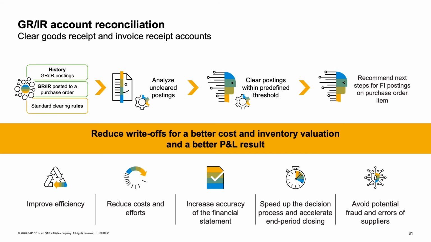In scenarios where the goods are not delivered completely or the wrong goods are delivered, there are cases where there are errors in the invoices, and goods or invoice receipts are not entered correctly. These are some of the learnings where the machine learning analyzes the unclear postings, clears those postings with predefined thresholds, and recommends the next steps for the FI posting on the purchase order item.